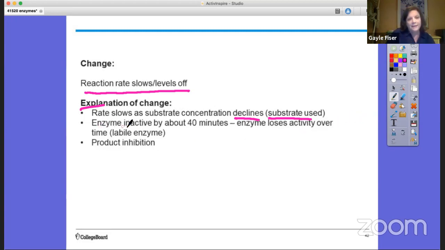Now, the enzyme was inactive by about 40 minutes. If your enzyme lost its activity over time, became a labile enzyme, or if we had product inhibition come into play, that can also be an explanation of why it slowed down.